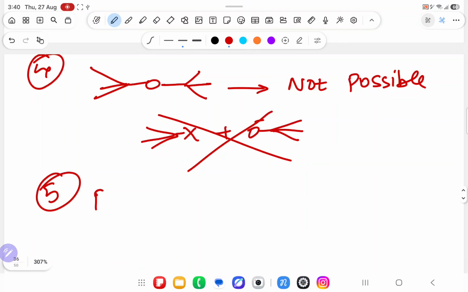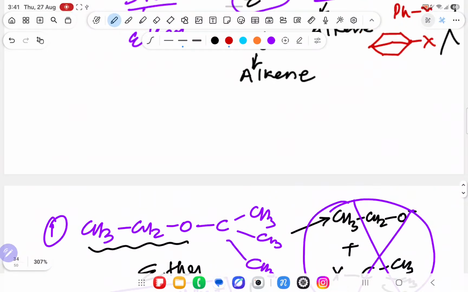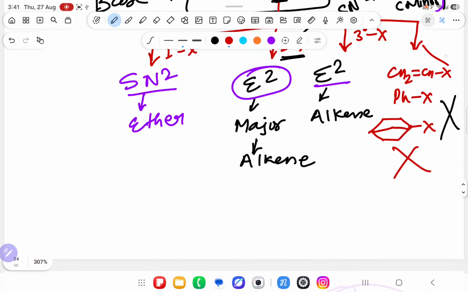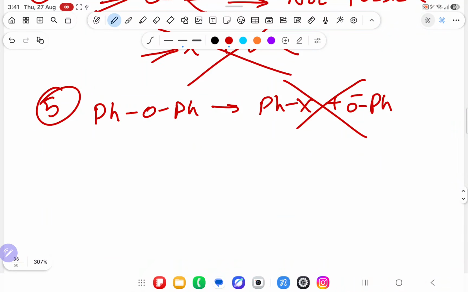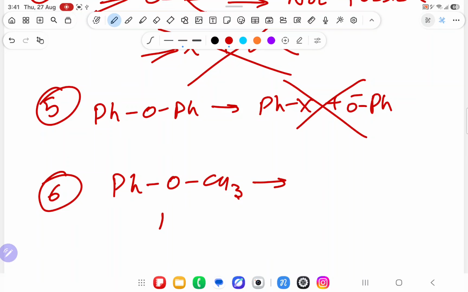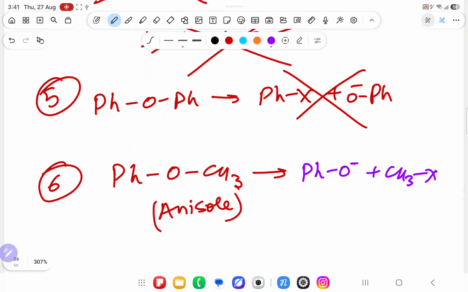Suppose I write the next example, PhOPh. What will you say, sir, one Ph will get X and one Ph will get O minus? No, never. It will not form, because Ph will never do this reaction. So that you have to take care. Understanding? Yes sir. Suppose I take the 6th example, PhOCH3. You will say, sir, its name is anisole. What I will do is take PhO minus and CH3X, because X requires 1 degree, and for O minus, anything, no problem.